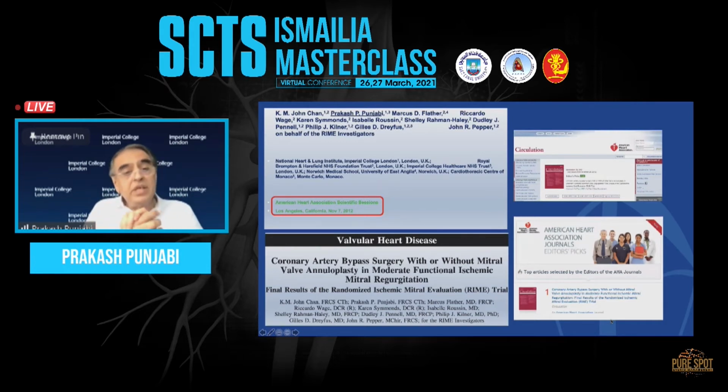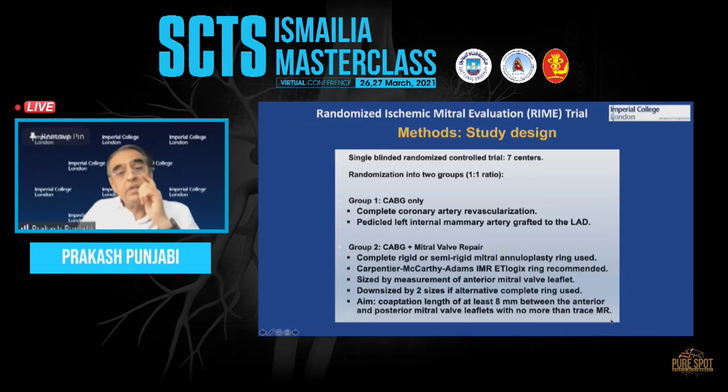When we did publish in the American Heart Journal in 2012, it was a simultaneous publication in Circulation. And at that time, it was the top article selected by the editors of all the American Heart journals. So what was it? It was a single-blinded randomized controlled trial, randomized into 2 groups, 1:1. One was CABG only. Mind you, these are patients who must have at least moderate MR. So I'll go into the definition of moderate MR, and I have a little bit of understanding to share with you why we changed the definition in the European Society of Cardiology.